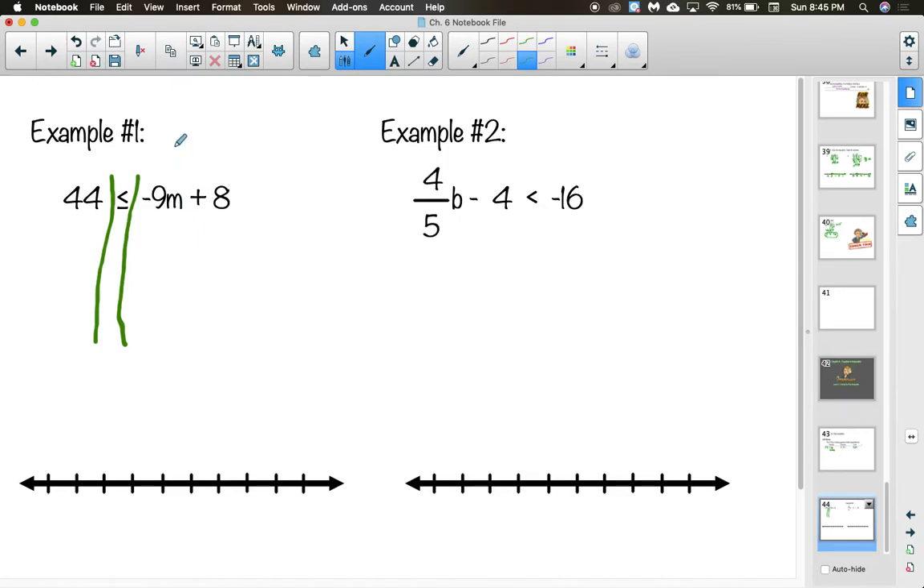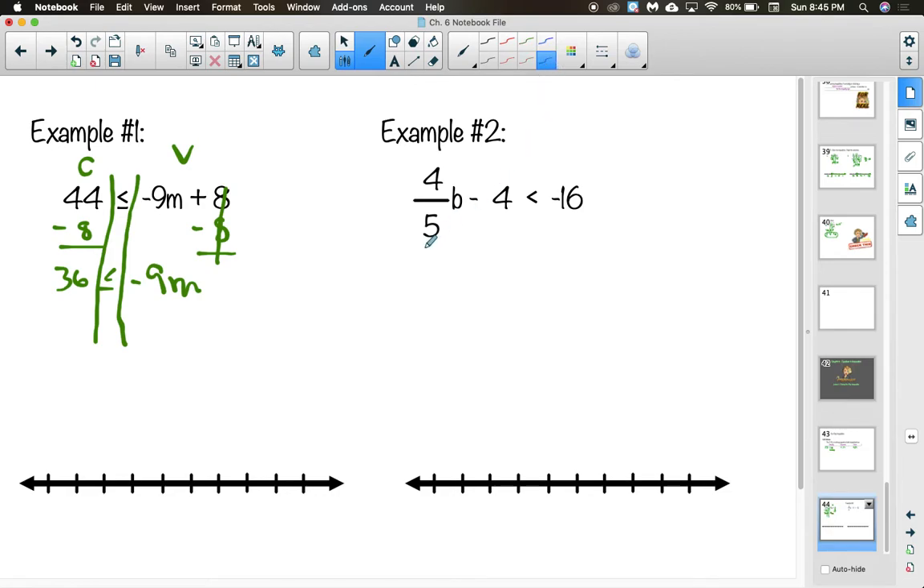Now we need to choose a variable side and a constant side, and we need to start separating. So on the variable side, which term does not belong? It's the plus 8. So to get rid of that plus 8, we are going to subtract 8, and we balance that out on the constant side as well. 44 minus 8 is 36. Bring everything down. So bring your less than or equal to sign down, bring down your negative 9m.